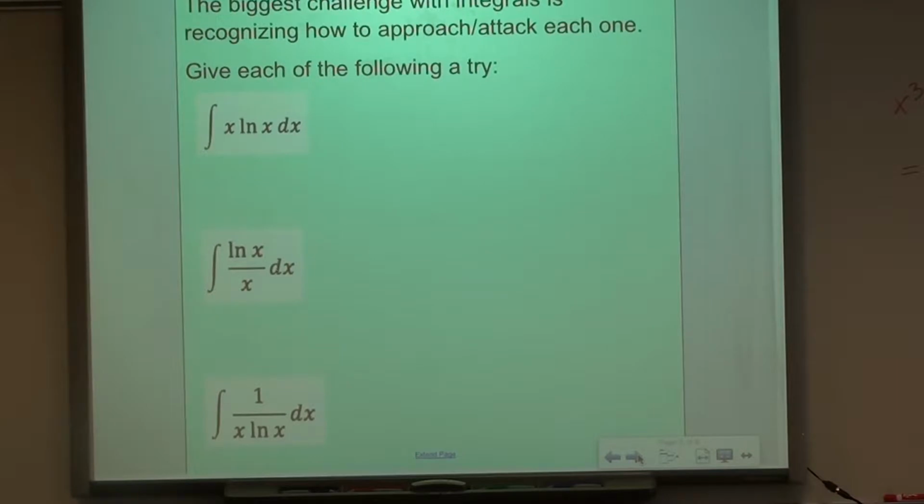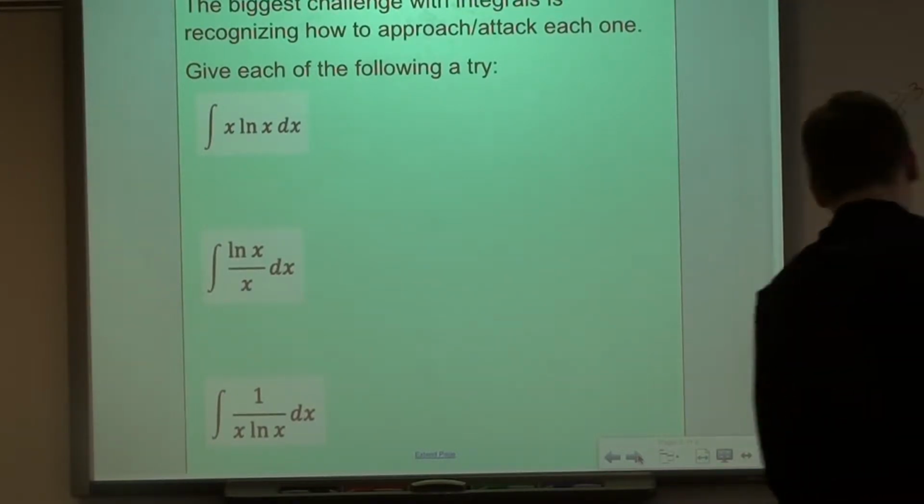The second one is just... Do you know how to do this? It's uv minus the integral. Oh, very good. Cool, you got answers? Yeah, because you do kitty corner. Yeah, 1 minus ln. Cool.